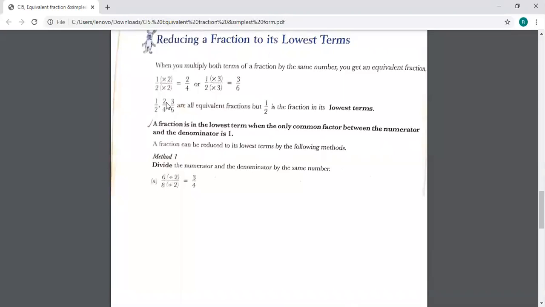That means 2 by 4, you can divide both by 2 and you get 1 by 2. 3 by 6, you can divide by 3 and you get 1 by 2. But 1 by 2 has no common factor. Here numerator and denominator have a common factor 2. Here also it has 3, isn't it? 3 divided by 3, 6 divided by 3, you can do it. But 1 by 2 has no common factor except 1. Then 1 by 2 is called the lowest form or the simplest form.